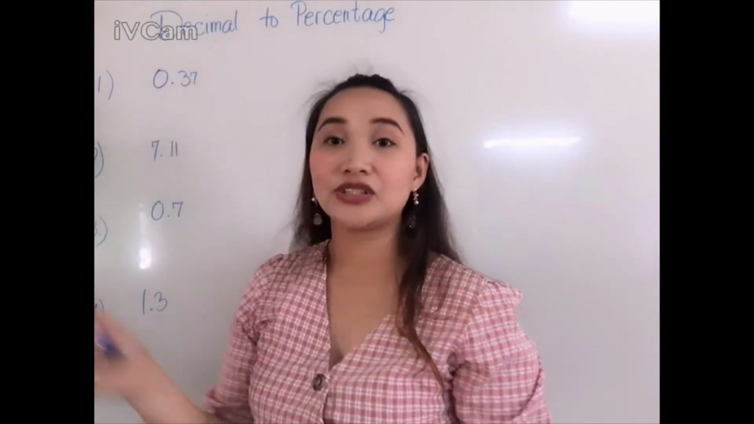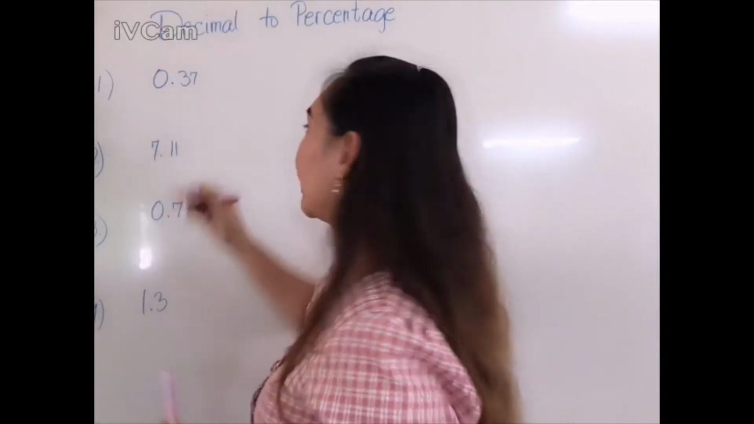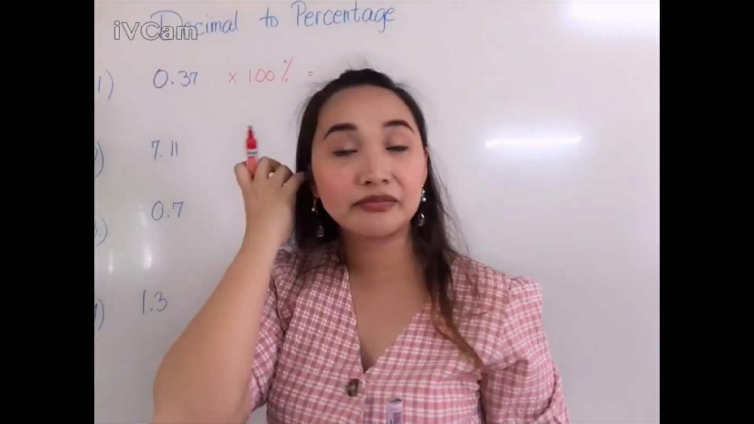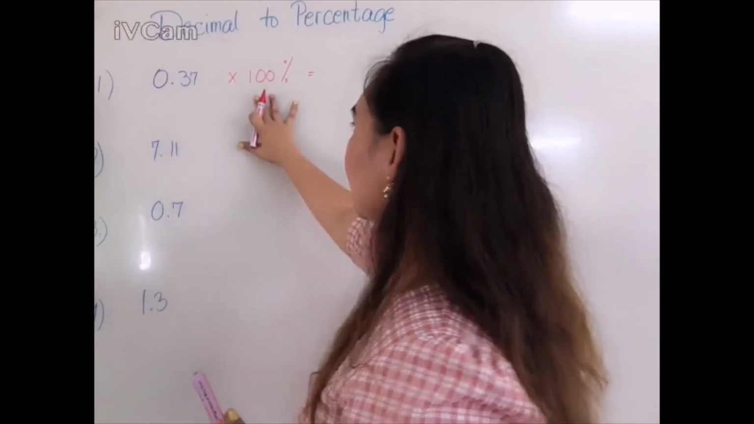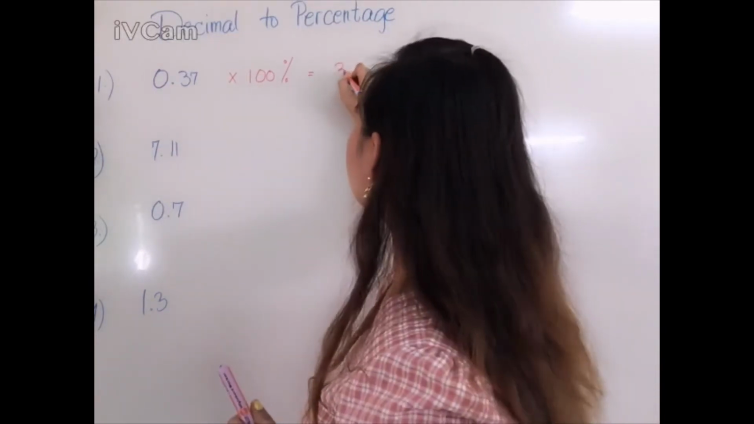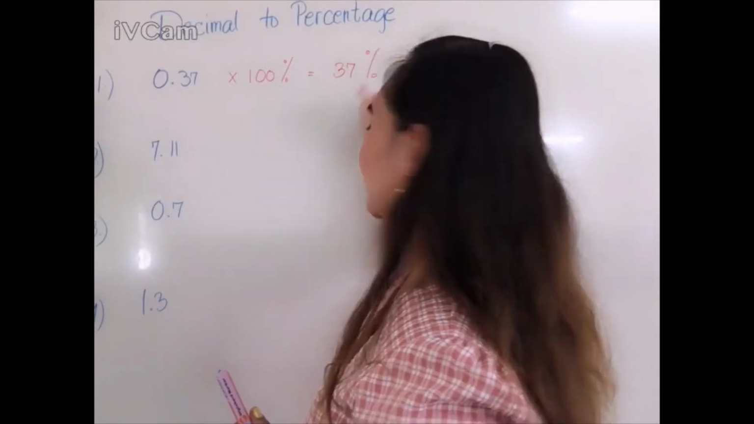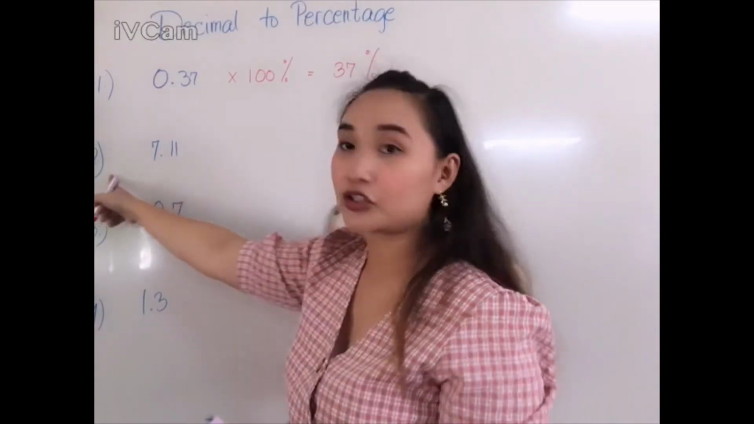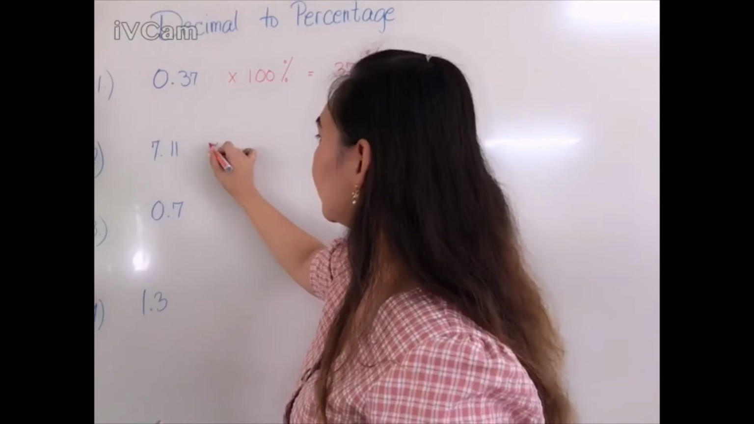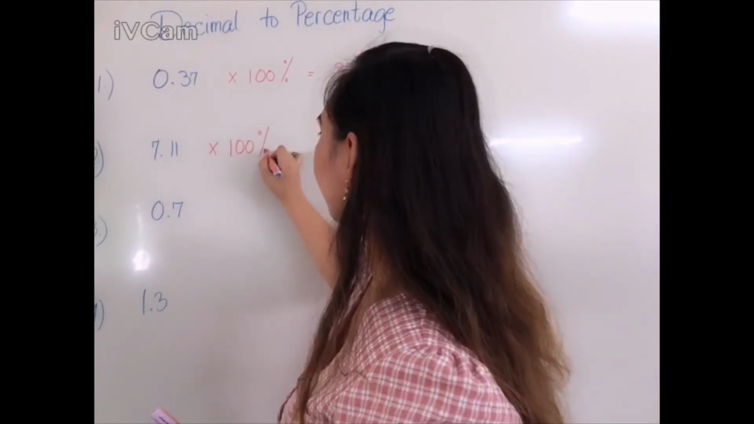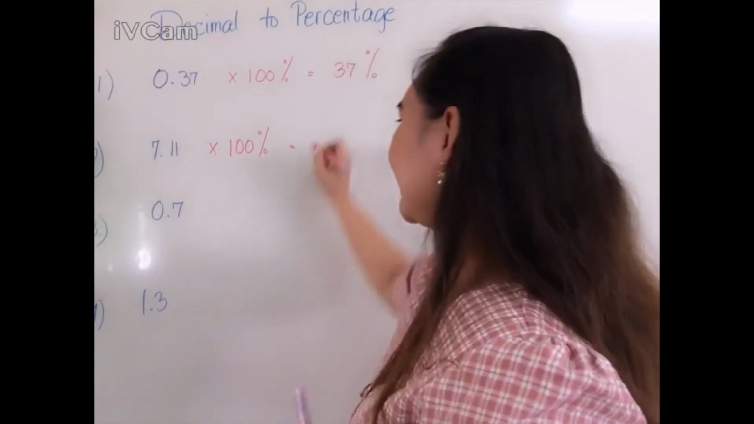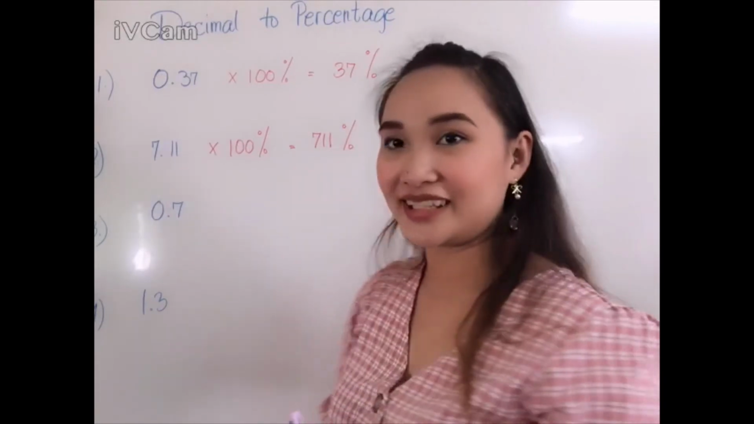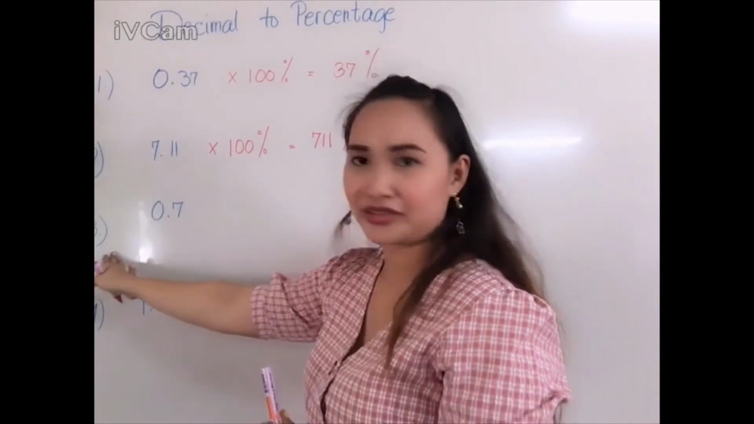Now, how are we going to change it into a percentage again? We multiply it by 100. Of course, this is very easy. So what is the answer? 37%. Alright, so next we have number 2, 7.11 times 100. Again, so that is 711%. Okay, so next, very easy, right?